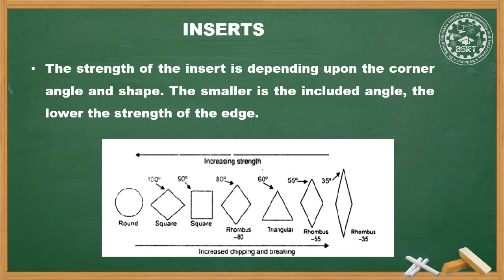Inserts are available in various shapes and sizes, and the included angle and the shape are the main parameters for selection of insert, as they directly determine the strength of the insert and chipping and breaking. The insert is the only part in contact for cutting, whereas the tool body is usually made of any other material on which the insert is placed.